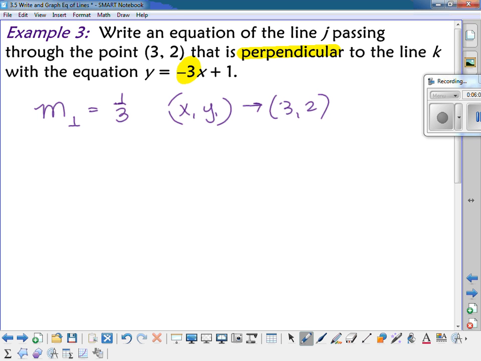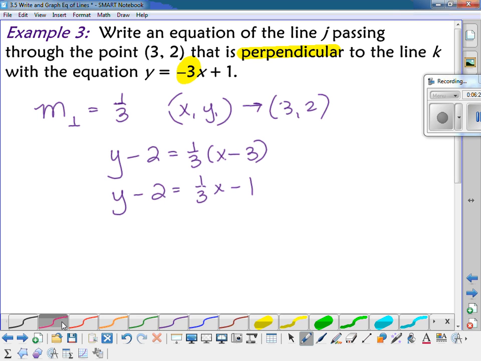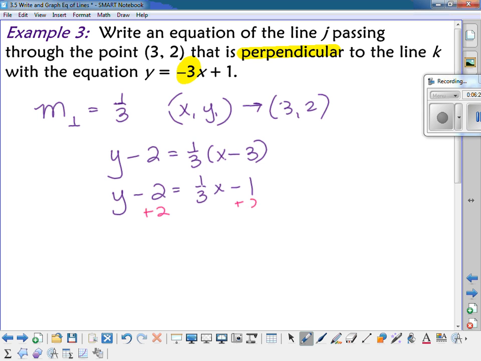So plugging it into the point-slope form, y minus 2 equals 1/3 times x minus 3. If I distribute the 1/3, I get 1/3 x minus 1, and then adding 2 to both sides, I get that y is equal to 1/3 x plus 1.